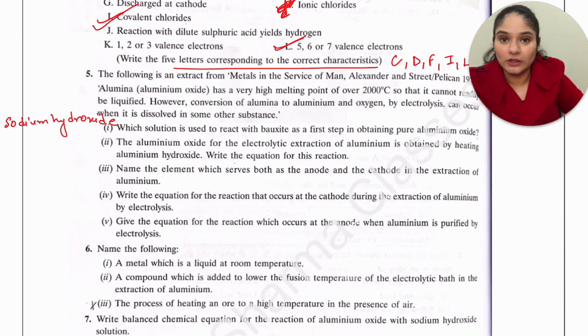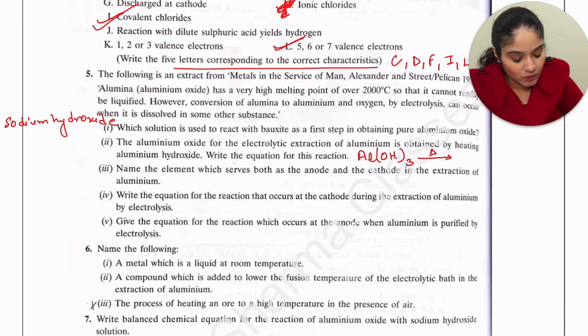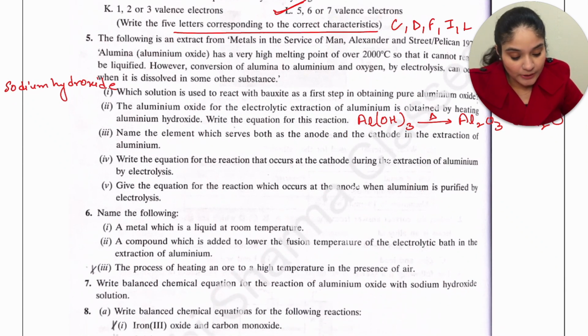Okay, so if you think of this, aluminium hydroxide is being heated. So aluminium hydroxide is Al(OH)3. You are heating it. So what will you get? You'll get aluminium oxide. So that is Al2O3 plus water. Then moving on, the next is name the element which serves both as the anode and the cathode in the extraction of aluminium. The answer is carbon.